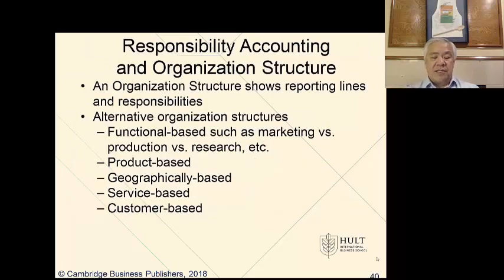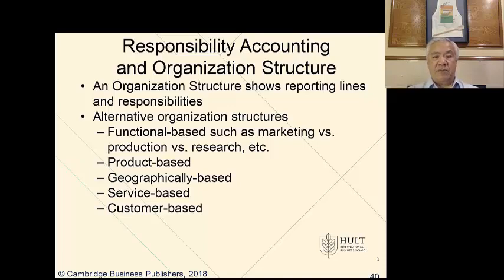So the org structure usually tells us a lot. It tells about the reporting lines, the areas of responsibility. There are different ways to organize a company. One are functional based, such as marketing or production or research. Second is product based, consumer product, industrial product, or services. Third would be geographic, the North and South America, Europe and Latin America, Asia.